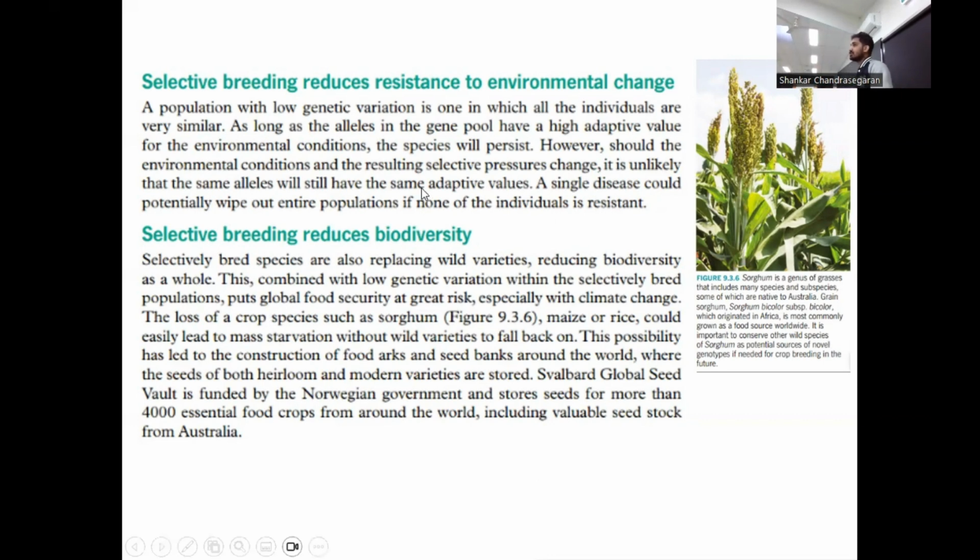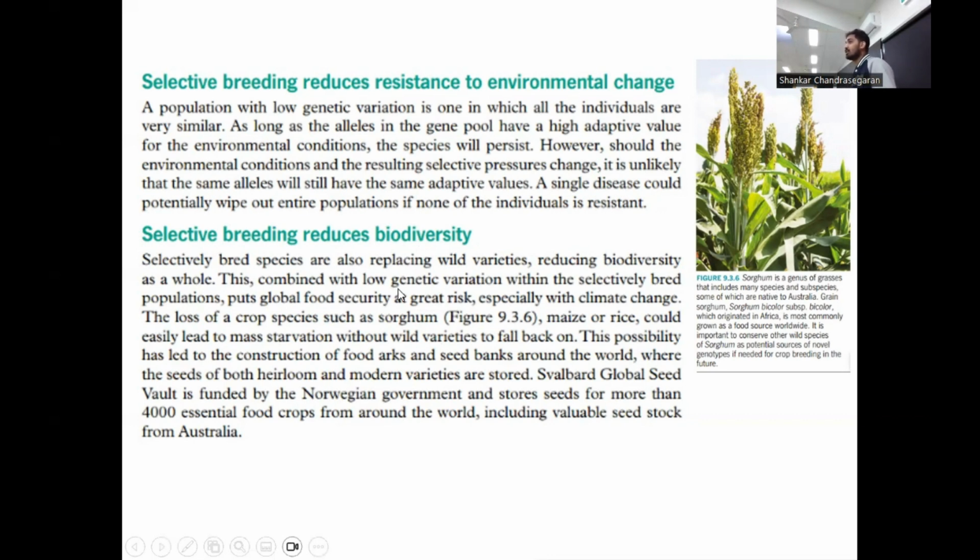Okay. Another thing is that it also reduces biodiversity. In other words, it reduces the genetic variation, right? So basically, selectively bred species are replacing any wild variants. What does it mean by wild variants? It is basically when it emerged for the first time, we call that a wild type. Over time, when we select for it, we generate different populations, specifically selectively bred species, right? So by only focusing on these selectively bred species, we are basically replacing any wild type variations that existed. And that means we are reducing the biodiversity as a whole.